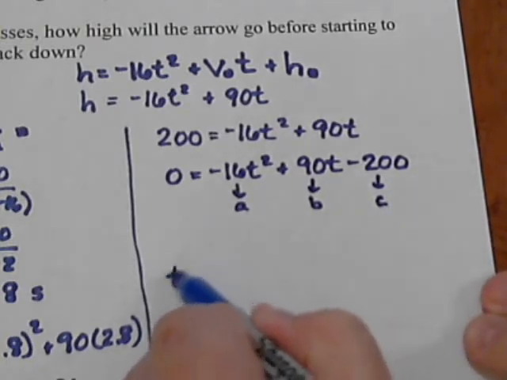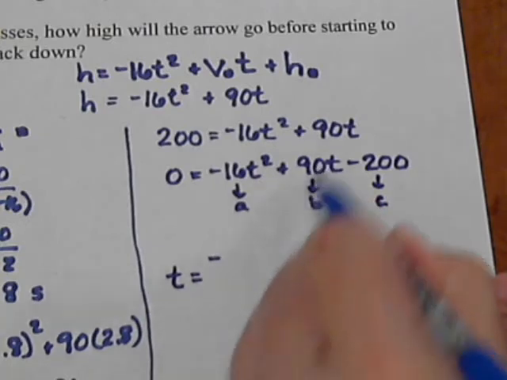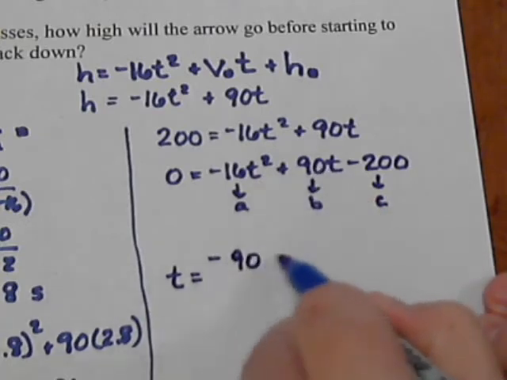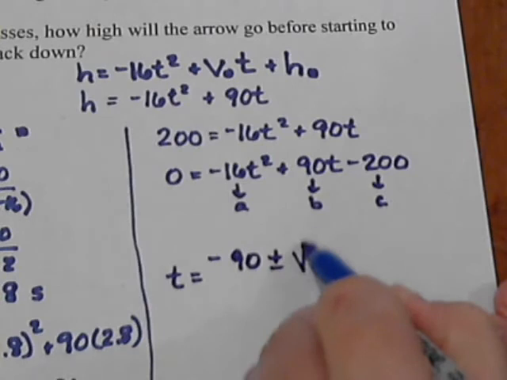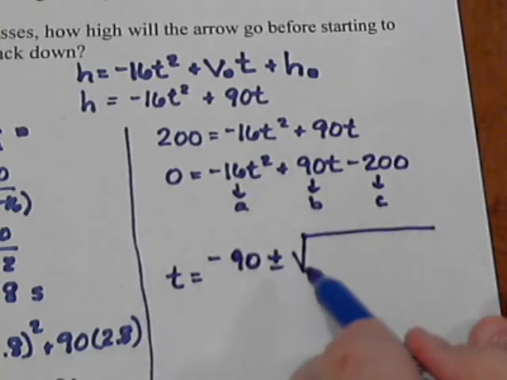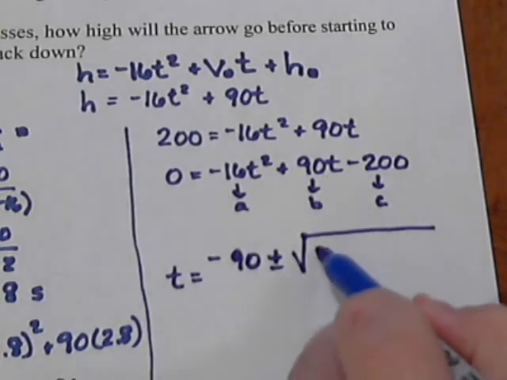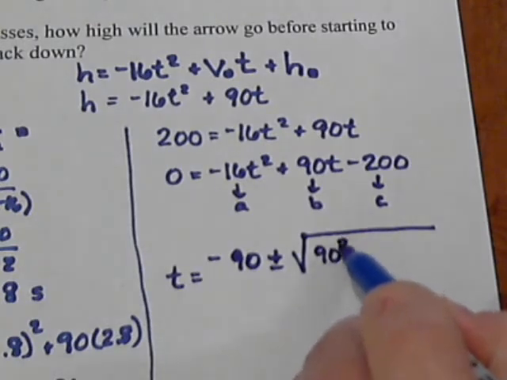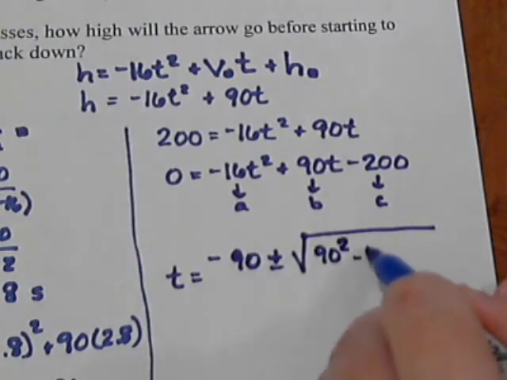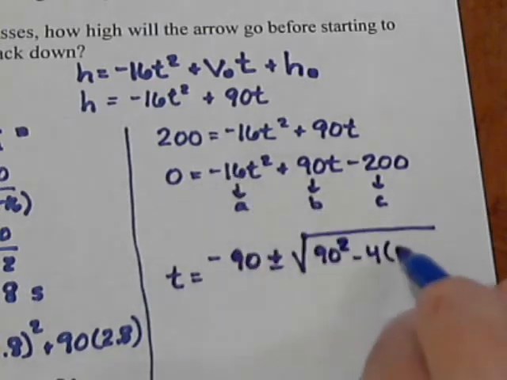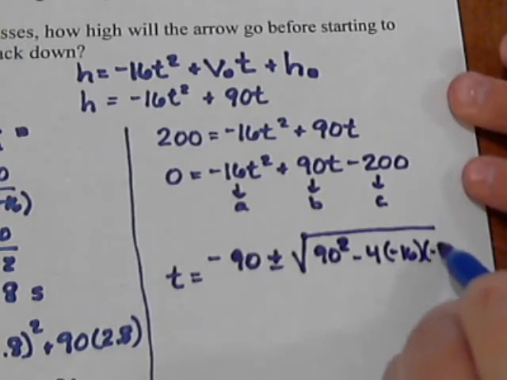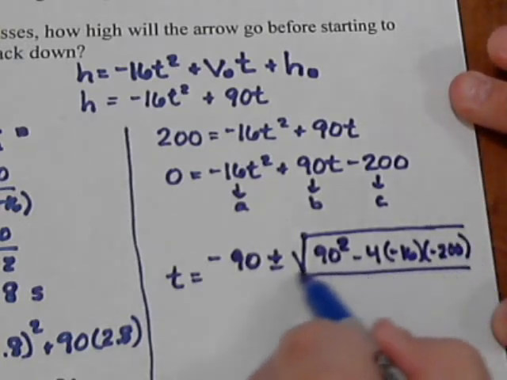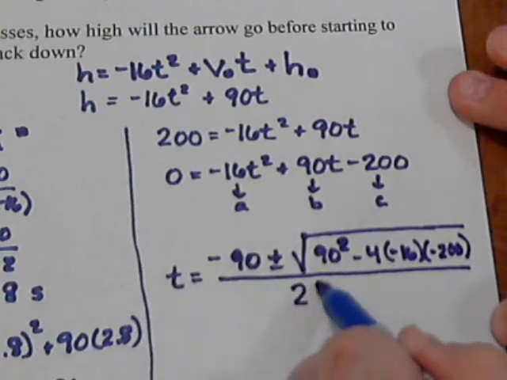So let's use our quadratic formula. t would be negative b, negative 90, plus or minus the square root. Under the square root, we're going to have b squared, so 90 squared, minus 4 times a, which is negative 16, times c, which is negative 200. And then all of this is going to be over 2a, so 2 times negative 16.